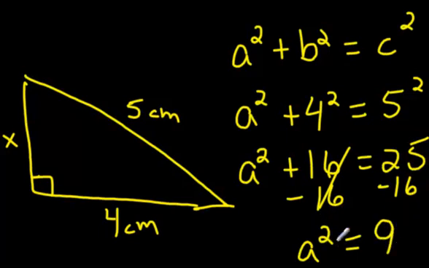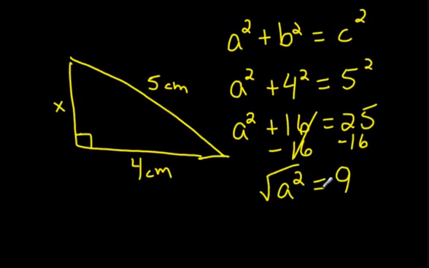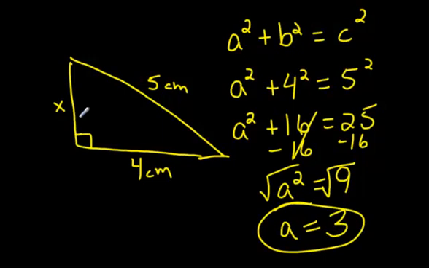And how do you get rid of when you're squaring? What's the opposite of squaring? Square root. There we go. So A is equal to 3. And that is our side right here. We have just used the Pythagorean theorem to solve a situation where they told us the hypotenuse, and we had to figure out what one of these sides are here.